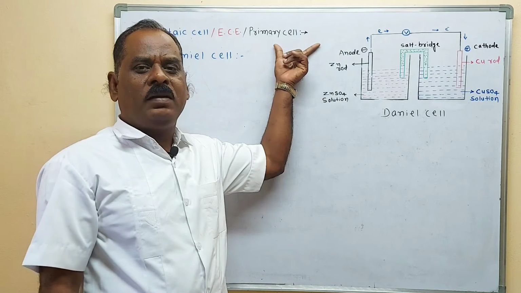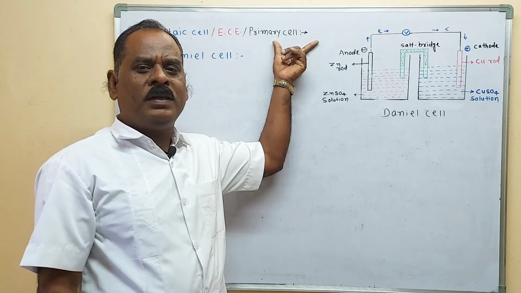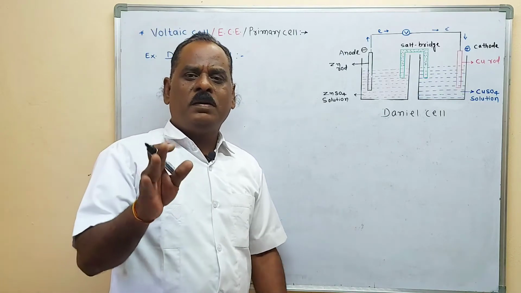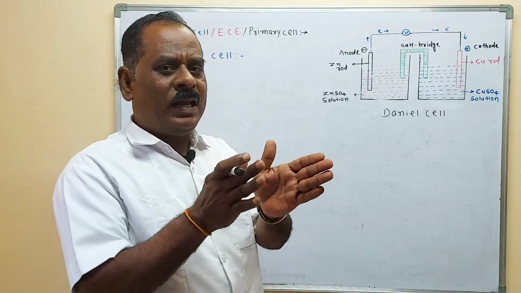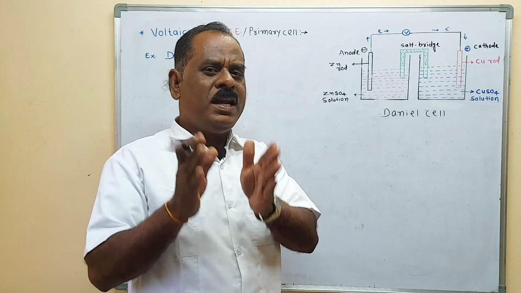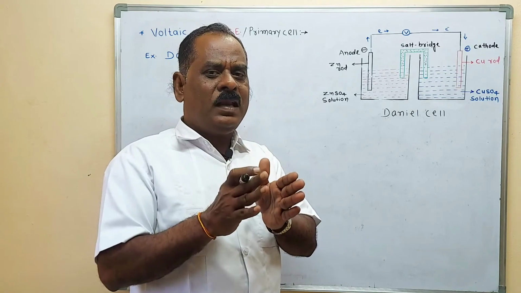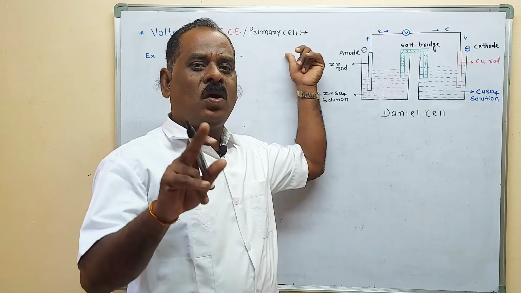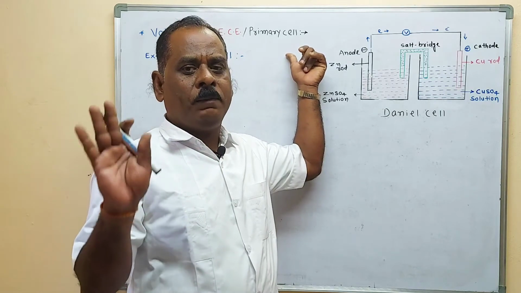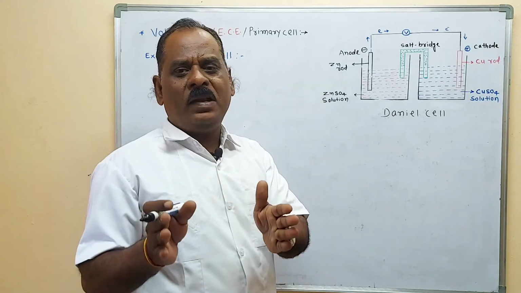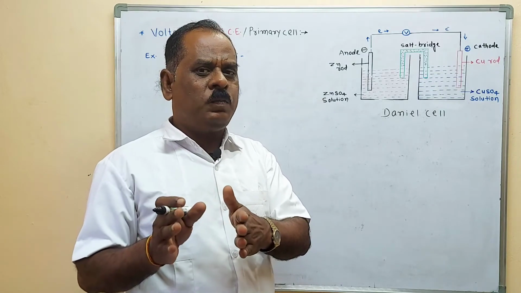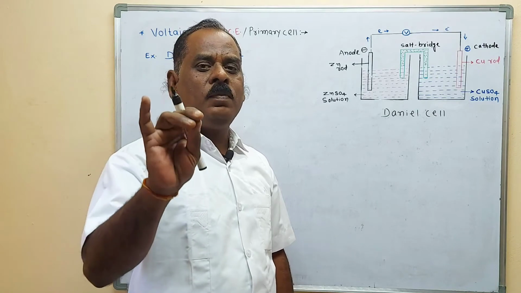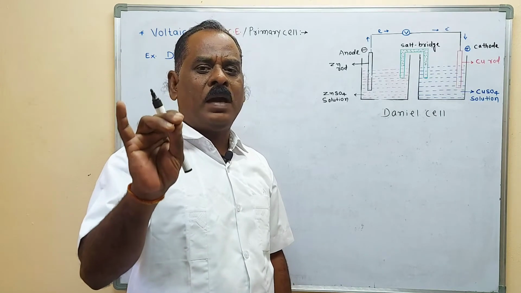Try to understand the examples of the primary cell, and the construction and working of the primary cell. Remember the main difference between the primary cell and the secondary cell. In the primary cell, an irreversible reaction takes place, which means the cell is not recharged again. In the secondary cell, a reversible chemical reaction takes place, therefore the cell can be recharged again. This is the main difference between the primary and secondary cell.